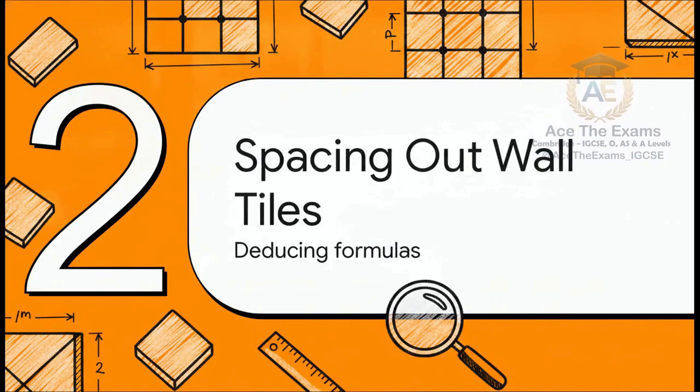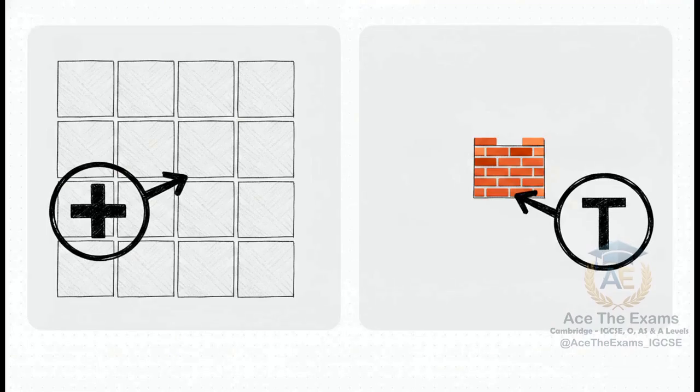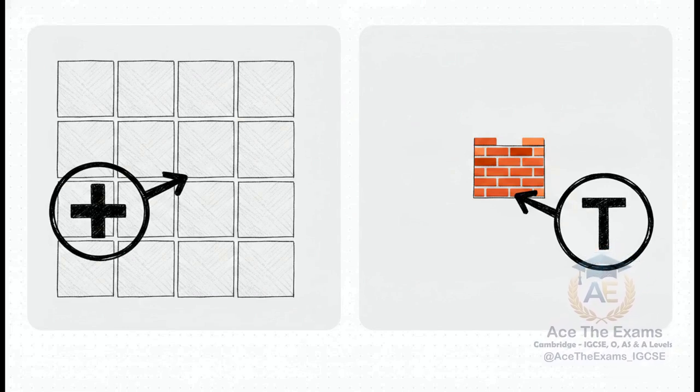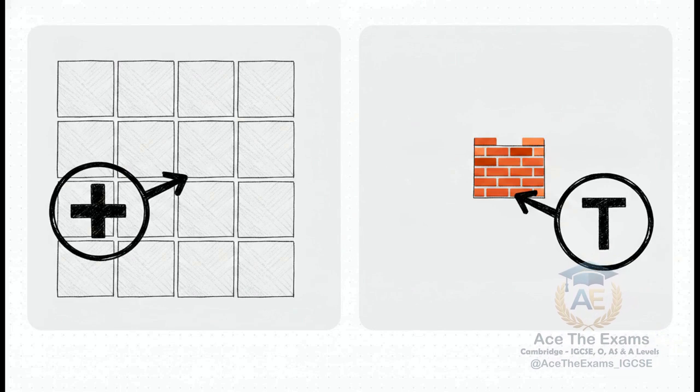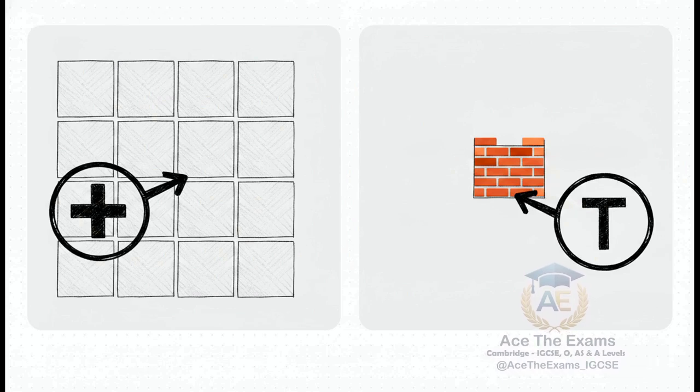Moving right along to Section 2, spacing out wall tiles. Let's see how we deduce formulas from grids. Building on that exact same investigative logic, let's look at a vertical surface, tiling a wall. If you've ever watched a professional put tiles on a wall, you know it takes incredible skill to keep everything perfectly aligned. To do this, they use these tiny plastic pieces called spacers.